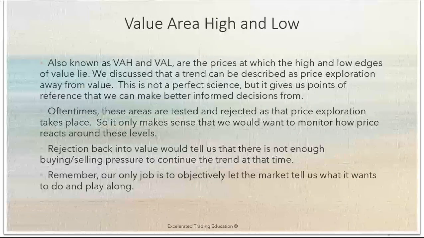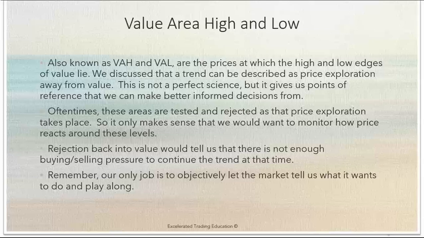All right, so the value area high and low. They're the prices at which the high and low edges of value lie. And again, this is all automatic in the programming of the market profile. You have your 70% area, and it just happens to be where the top of that and the bottom of that lies.